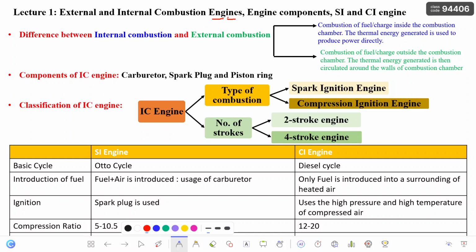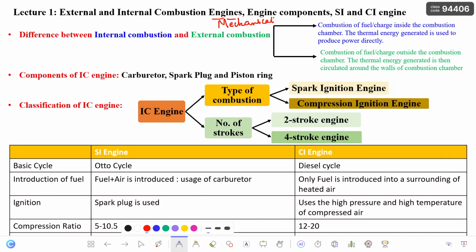Okay, so an engine is any device which converts one form of energy into another form of energy. For example, in an engine there might be a conversion of chemical energy into mechanical energy. This is what generally takes place.